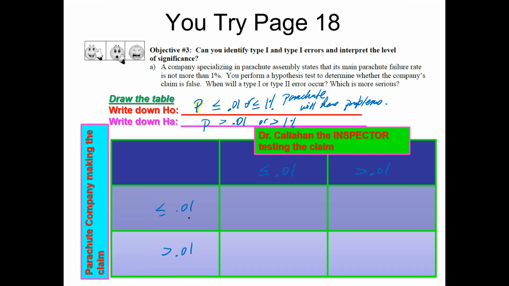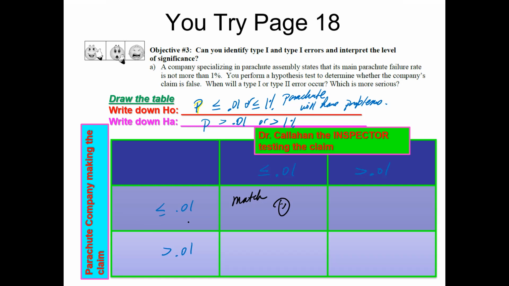If the company says it's less than 1% and I did the test and indeed they are less than 1%, that means my test matched the claim the company made, and therefore everybody's happy because your parachute has less than 1% of problems. I tested it, it is correct, your advertisement is right, and we will go our separate ways. That means it's good.